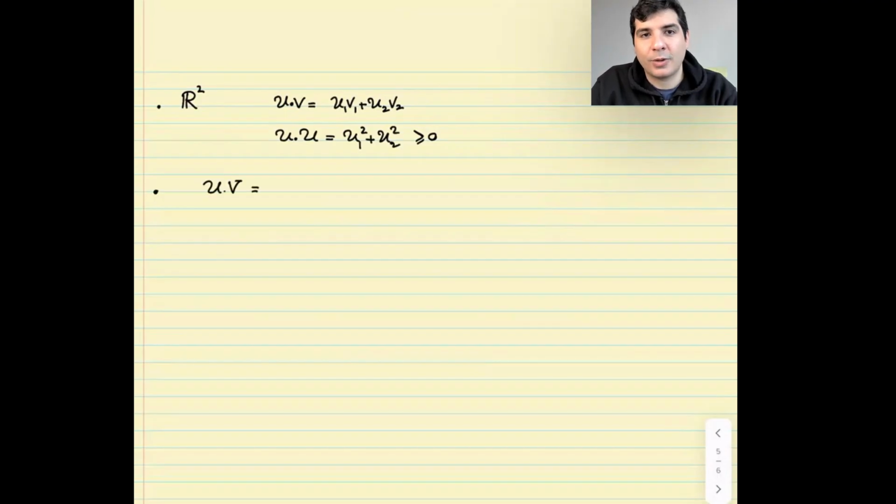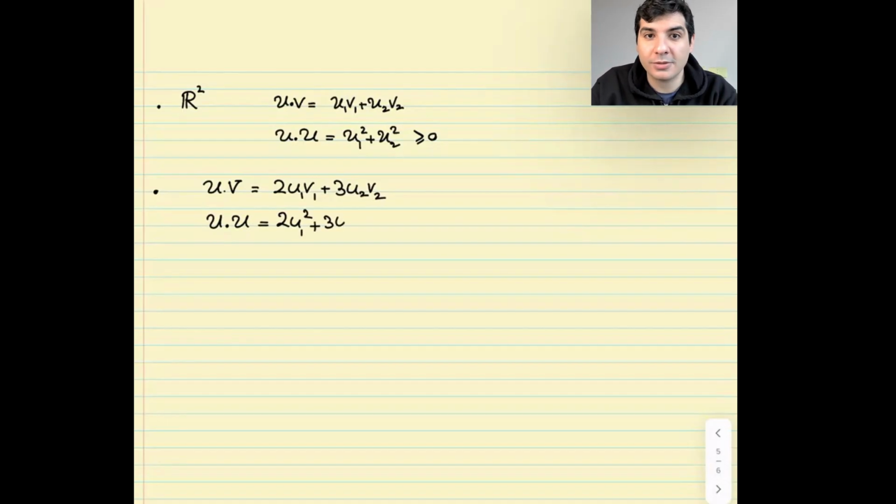The non-standard one we defined was 2u1 v1 plus 3u2 v2. Well, this is positive definite because with respect to this new inner product, the inner product of u with itself would be 2u1 squared plus 3u2 squared. Again, this is greater than or equal to 0, and it is 0 if and only if each one of these terms, u1 and u2, is 0.